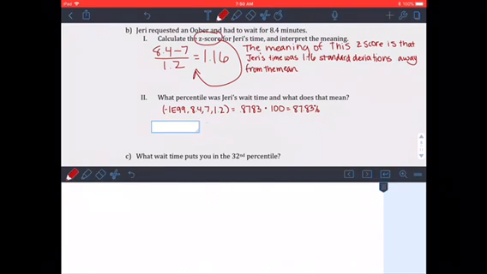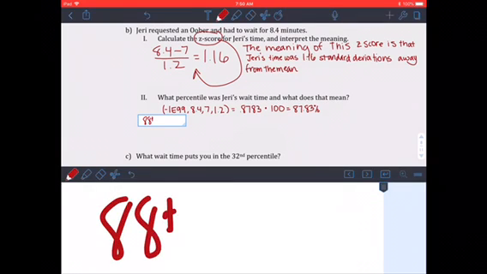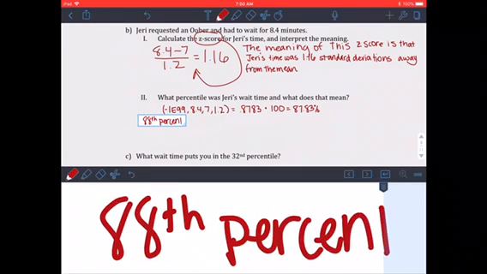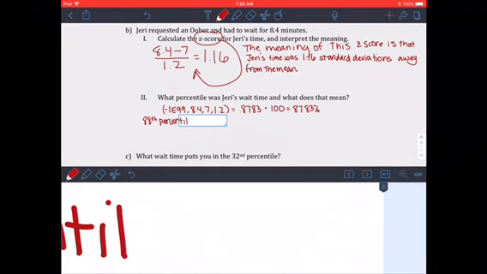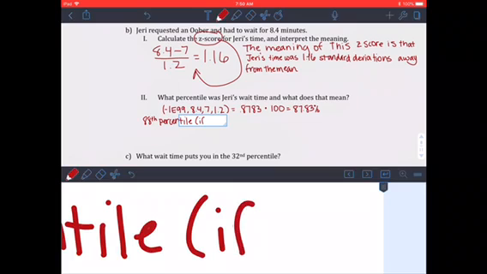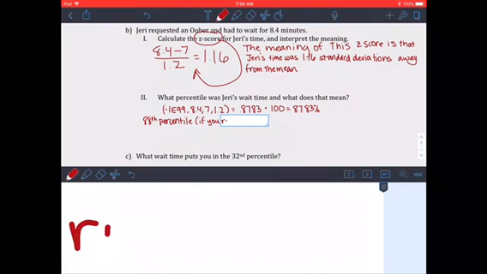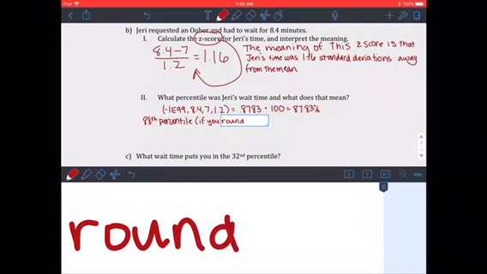When you plug this into the normal cumulative distribution function, you should get 0.8783. You now multiply 0.8783 by 100 to get 87.83. This will be your percent. But for percentiles, you should round it to the nearest whole number, which in this case is 88. This means that she was in the 88th percentile, and 88% of people had the same or shorter wait time as Jerry did in this instance.